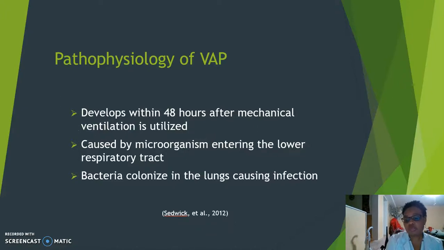Next, I will speak about the pathophysiology of VAP. It develops within 48 hours after the patient is put on mechanical ventilation. It is caused by microorganisms entering the lower respiratory tract, and it's caused from bacteria colonizing in the lung, causing the infection.